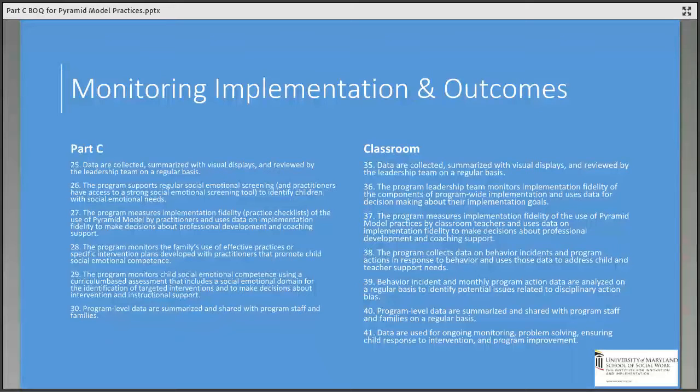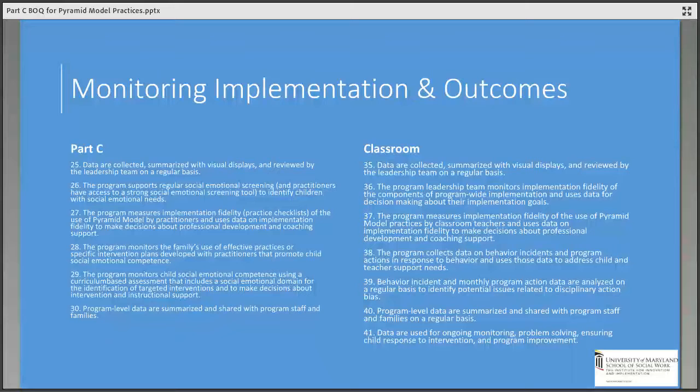So not just program-wide, but at the teacher level, to really understand what professional development and coaching supports are needed, are useful, are making big changes and strides, all of those things. And that the program will also collect data on behavior incidences.